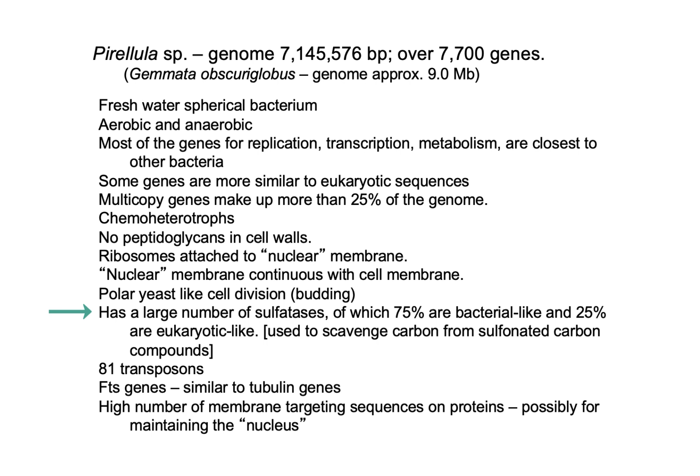of which 75% are bacterial-like and 25% are eukaryotic-like. It uses these to scavenge carbon from sulfonated carbon compounds. Also, quite a few transposons, 81 transposons, again, a large number for bacteria. And the FTS genes are similar to tubulin genes in eukaryotes. And as I indicated, it has a high number of membrane targeting sequences, that is, signal peptides and things like that, possibly for maintaining internal membranes, including the nucleus-like structure in some of these species.